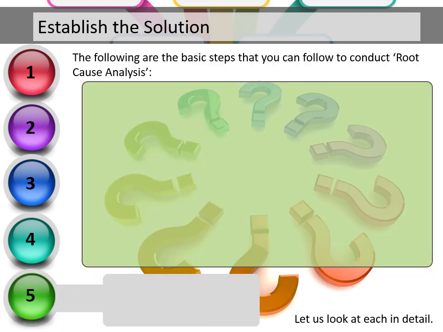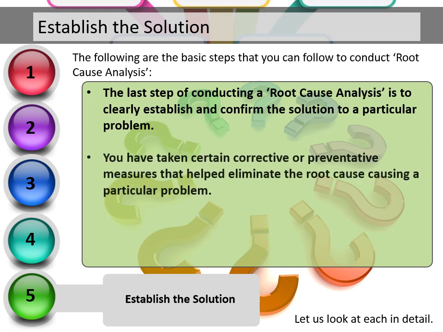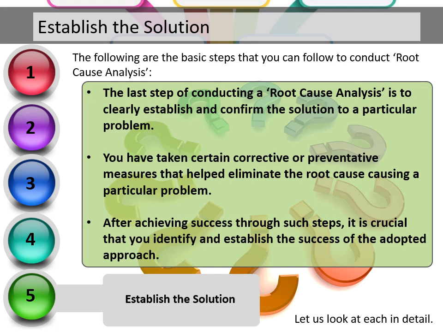Number 5. Establish the solution. The last step of conducting a root cause analysis is to clearly establish and confirm the solution to a particular problem. You have taken certain corrective or preventative measures that helped eliminate the root cause causing a particular problem. After achieving success through such steps, it is crucial that you identify and establish the success of the adopted approach.